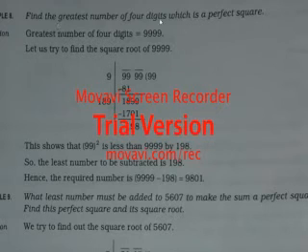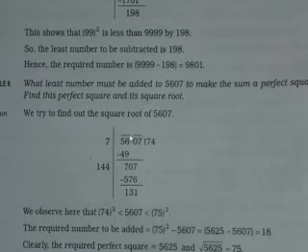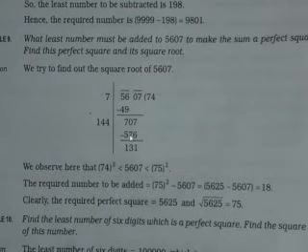It has not been asked to find the square root, so it has not been written. The root under 9801 is 99. So now if you see this example, 9 is over here.